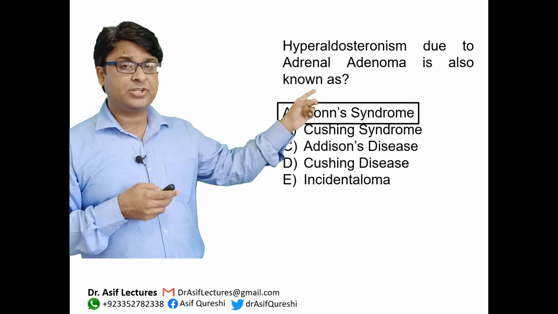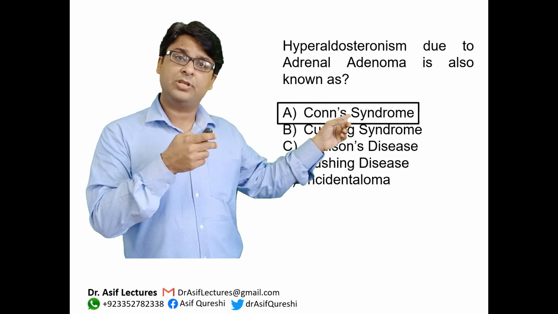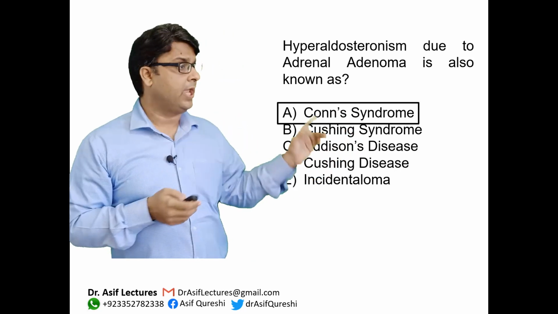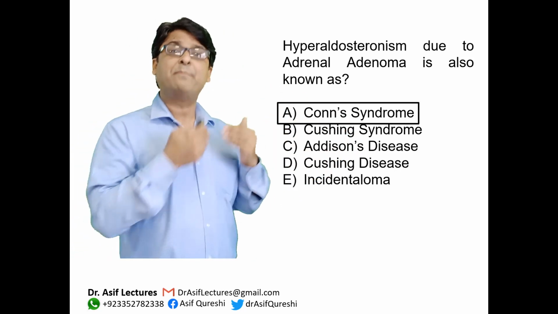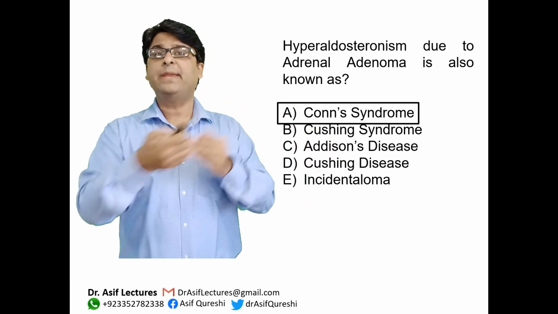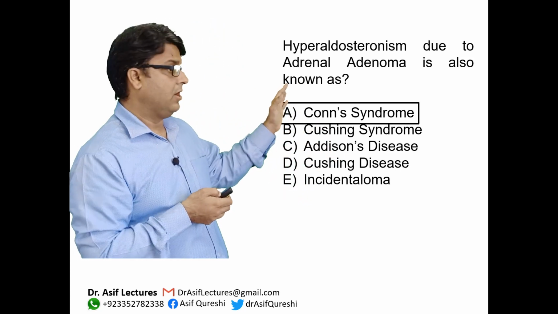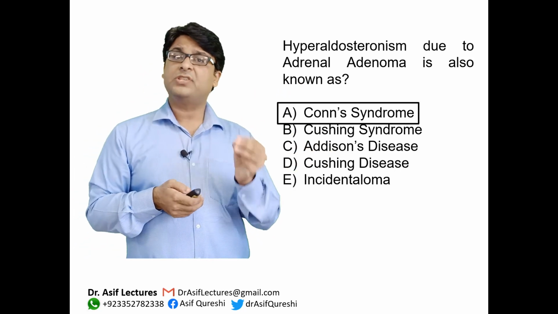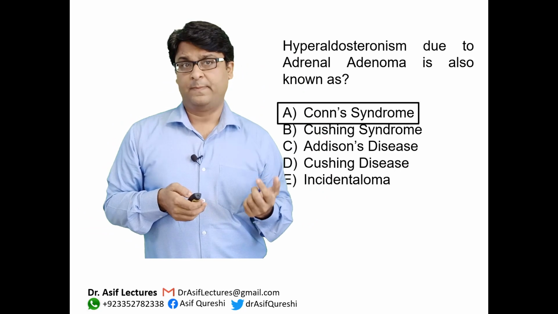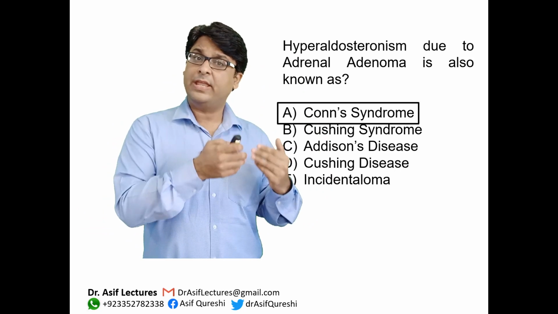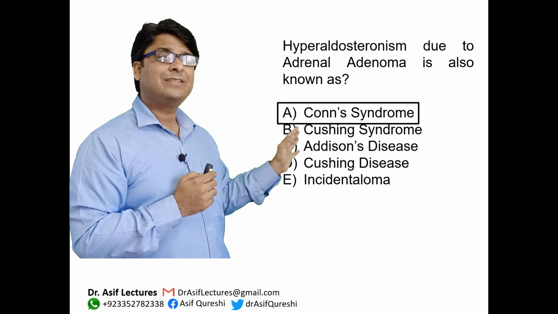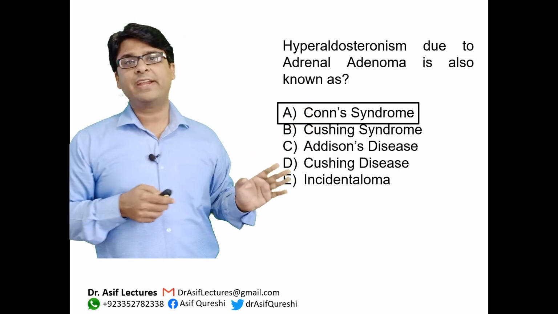It cannot be B, Cushing syndrome, because Cushing syndrome deals with hypercortisolism, not hyperaldosteronism. Addison's disease is not a hyper condition. Addison disease is an adrenal insufficiency. It's a hypo condition, so C cannot be the right answer. D, Cushing disease. Cushing disease is hypercortisolism because of a pituitary adenoma, so that again deals with cortisol levels, not aldosterone levels. Incidentaloma doesn't make sense here. So A is the right answer.